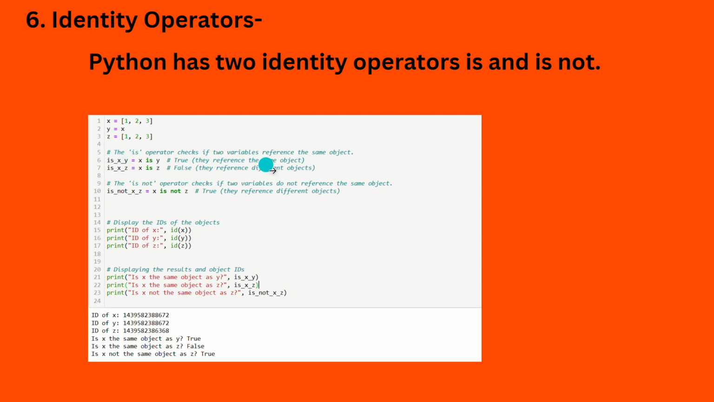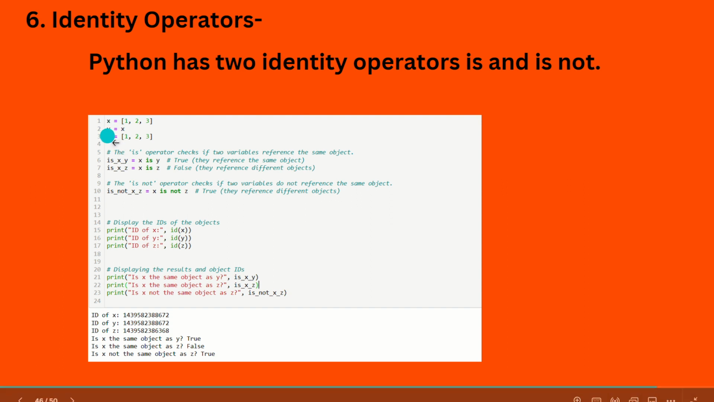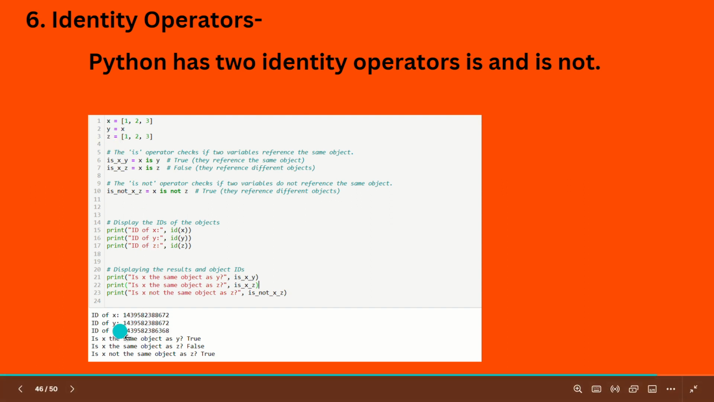Now, the is operator checks if two values reference the same object. One important thing is to check the IDs first. If the IDs match, only then is the condition satisfied. Reference means it should have the same memory location. Look here, the ID of x, I'm getting 1439, etc. And the ID of y, I have assigned this variable to y, so I should get the same, correct? The reference ID will be the same since it is using the same memory location.